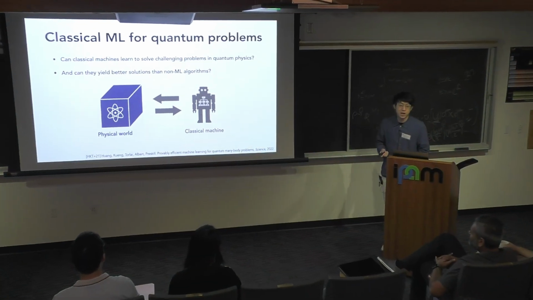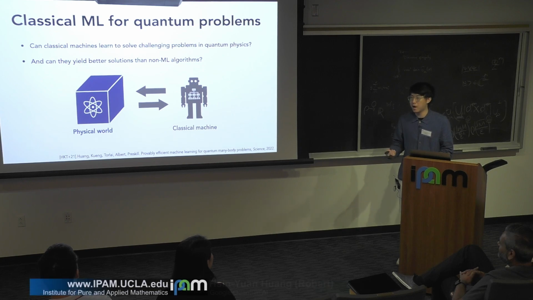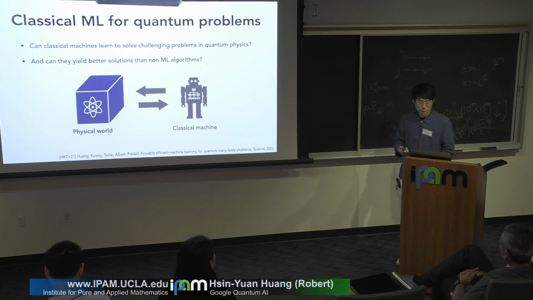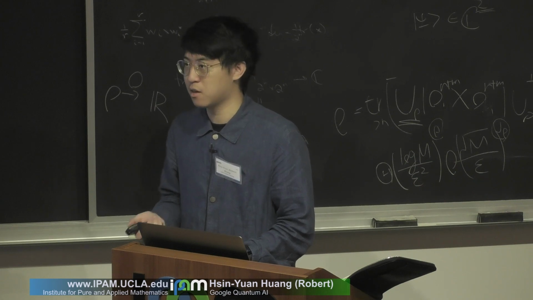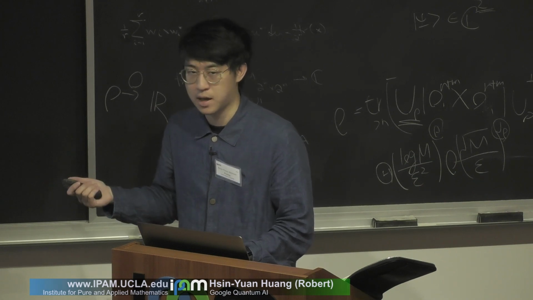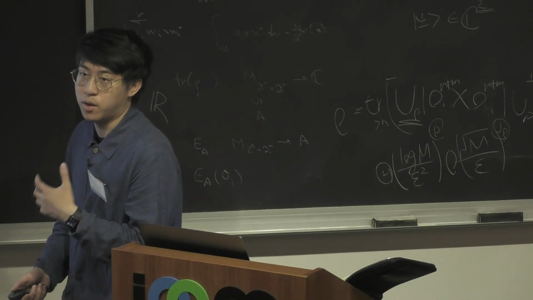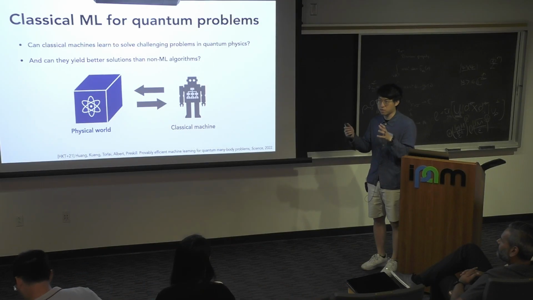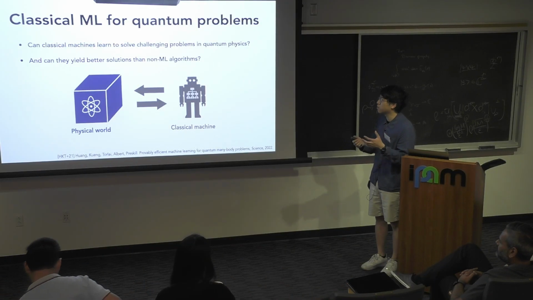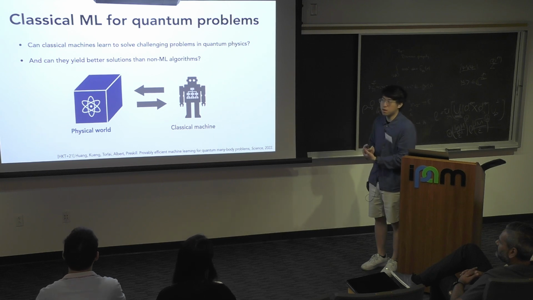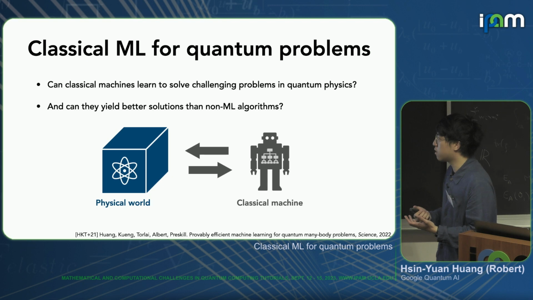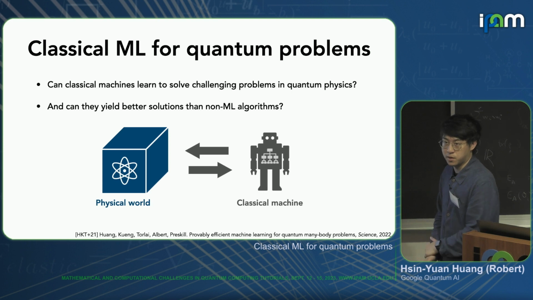I'll then be building on the classical shadow formalism and start talking about a more challenging problem. So far we've been talking about how classical machines can see quantum systems through the classical shadow formalism. What we would like to do next is to understand whether we can build on it, because now as classical machines can see many properties about quantum systems, we would like to know if that could help classical machines learn to solve some hard problems that arise in quantum physics. In particular, we would like to understand if they could yield potentially better solutions than non-machine learning algorithms. So that's going to be the topic of the talk now.